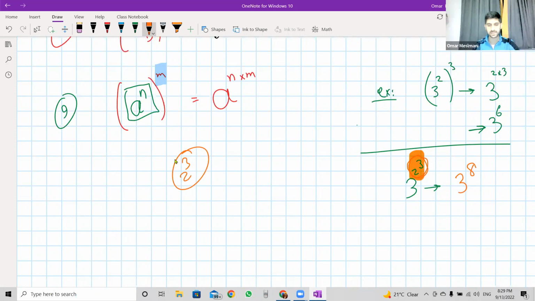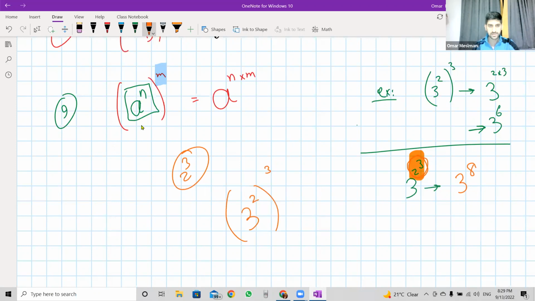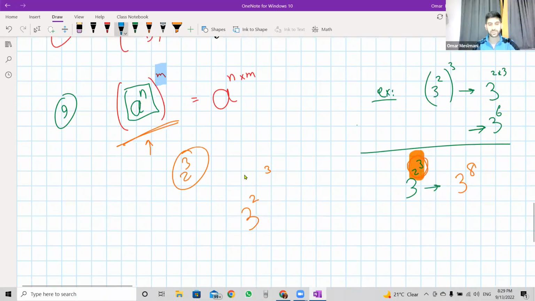I'm saying this is so different. It's saying 3 power 2 and the whole thing to the power of 3, so I'm going to use this rule. But if there is no bracket like that, I have to deal with the first power, the highest power here first. The answer of it is 8, so it's going to be 3 power 8. They like these tricks in the SAT, by the way. So you have to be careful.